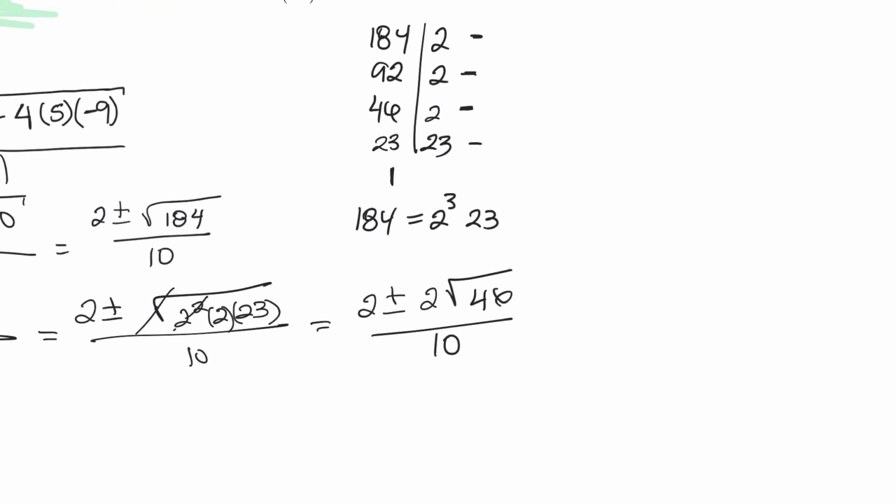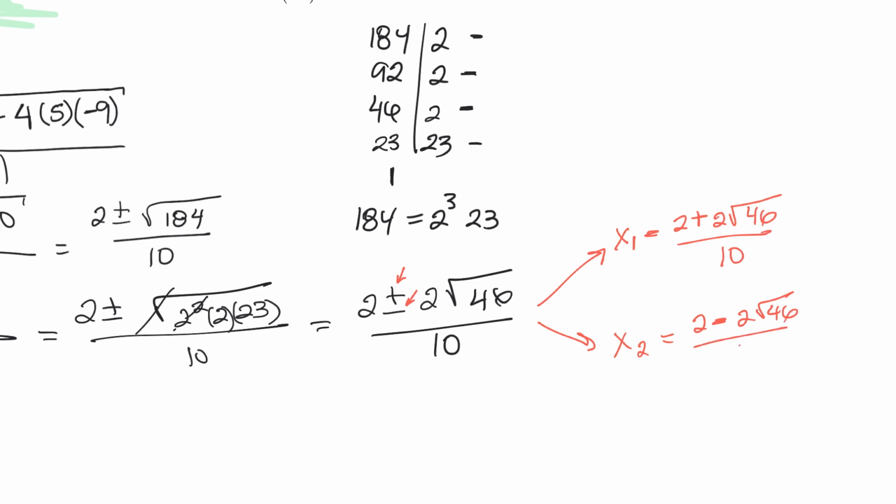So our two values of x will be x1 is equal to 2 plus 2 square root of 46 divided by 10, and the second root is equal to 2 minus. Remember, one solution is a plus and the other solution is a minus: 2 square root of 46 divided by 10.